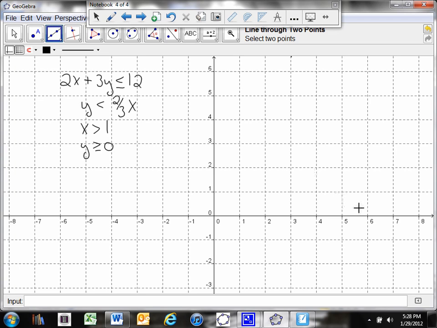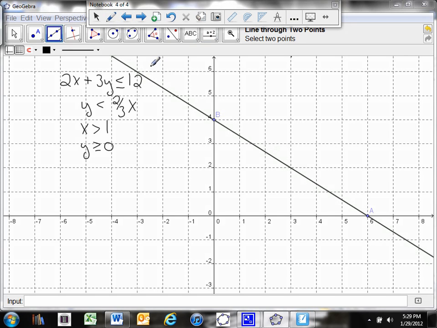So I'm going down to 6. I'll click in at 6, and then I'll go to 4. I'll click in there, and I've got my line. Now, when you do this, it's a good idea to label your lines. You're going to do a lot of lines, you're going to get mixed up, and you're not going to know which one you're looking at. So I'm going to label this 2x plus 3y is equal to 12.